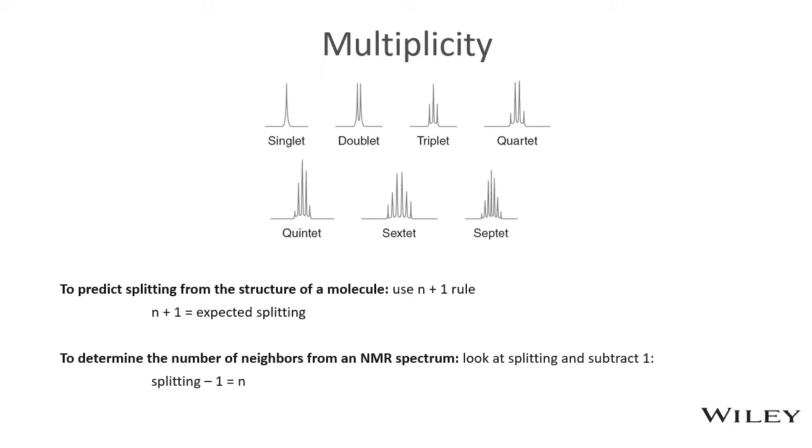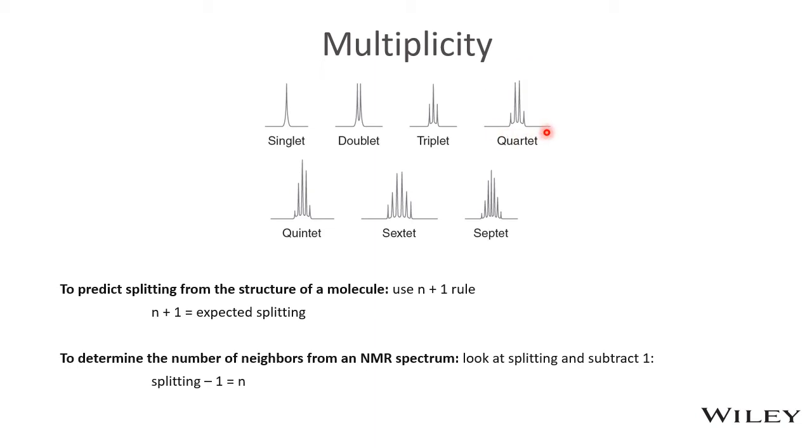So these are examples of the different ways that our peaks could be split. When it is not split at all, this is known as a singlet peak, and a singlet peak represents a hydrogen or group of hydrogens that have no neighbors. When it's split into two, this is known as a doublet. A doublet represents a hydrogen or a group of hydrogens that have one neighbor. When it's split into three, it's a triplet, and it would represent something that has two neighbors.